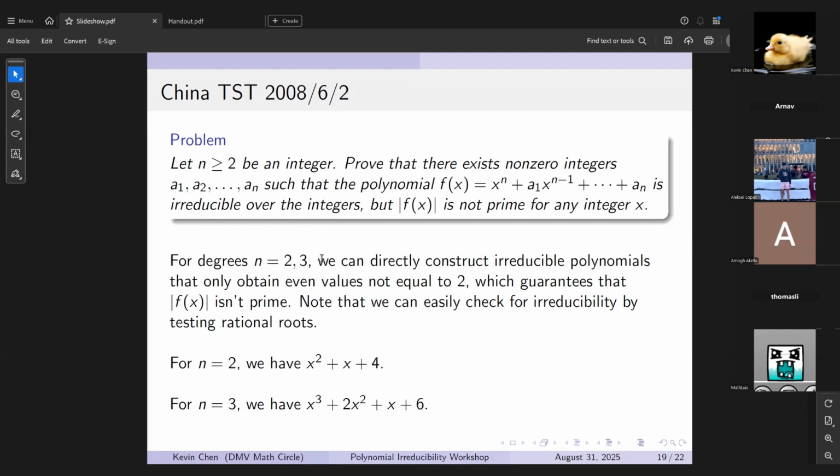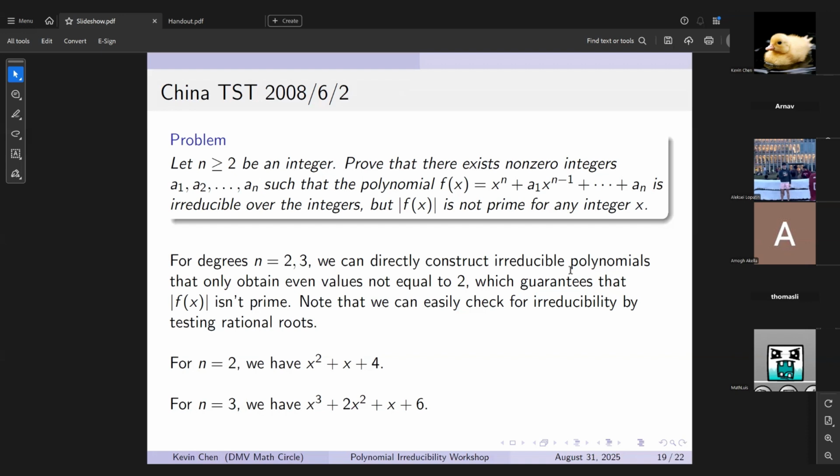So first we tackle n equal to 2 and 3, and we can do that using similar ideas. We construct irreducible polynomials that only obtain even values that aren't equal to 2, because that guarantees that the absolute value of f of x isn't prime, because obviously any even number can be factored into 2 times some other number as long as it isn't the prime 2 itself. And note that we can easily check for irreducibility just by testing rational roots, because that's really easy for lower degree polynomials.